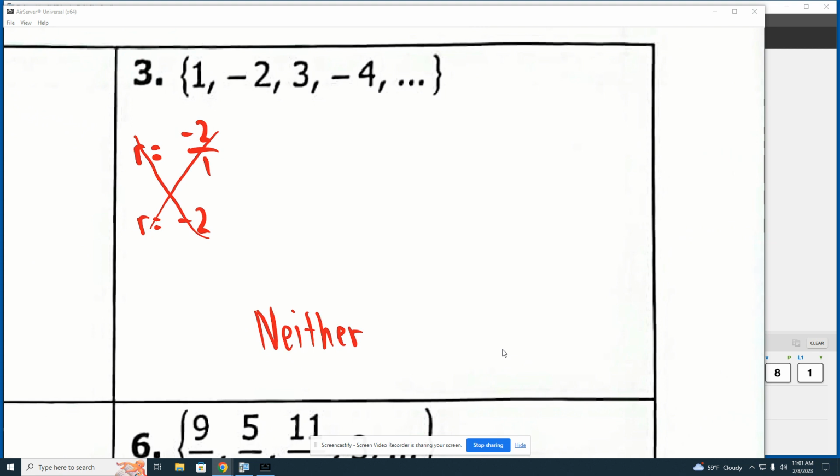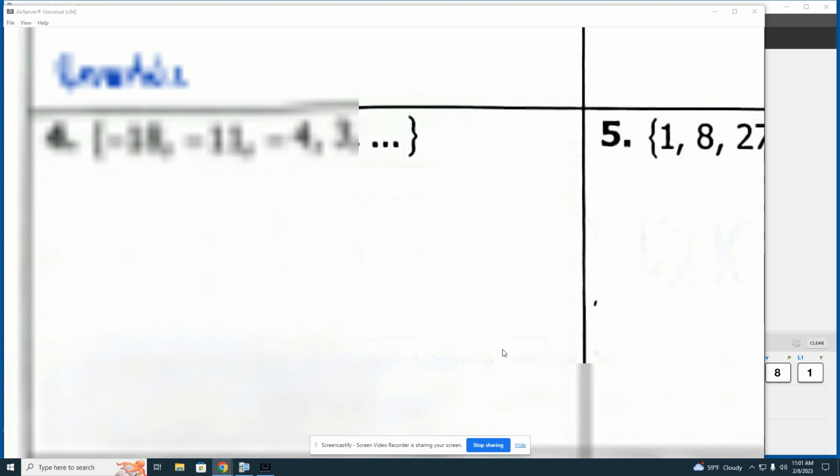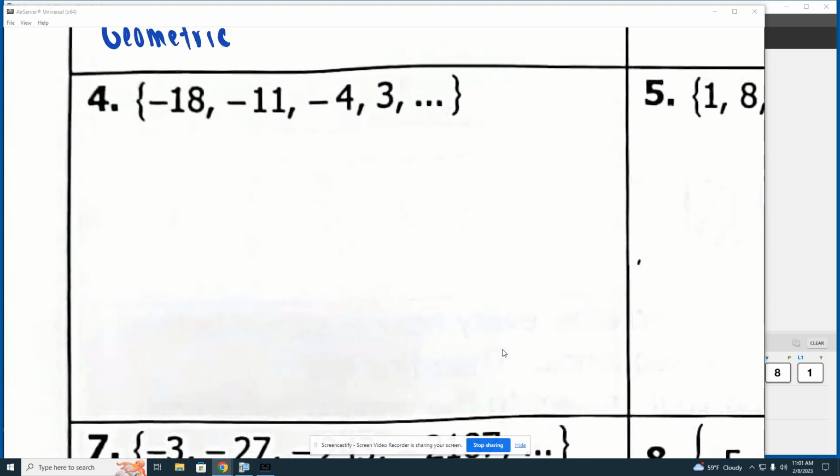With me? No? Okay. Number 4. Look at it. Just on your instincts, what does it look like it's doing? It looks like it's adding the same number. So I check to make sure it has a common difference. Adding, right? Arithmetic, common difference. So I take negative 11, the second term, and I subtract the first term, negative 18. Well, minus the negative is plus. Negative 11 plus 18, sure enough, 7.